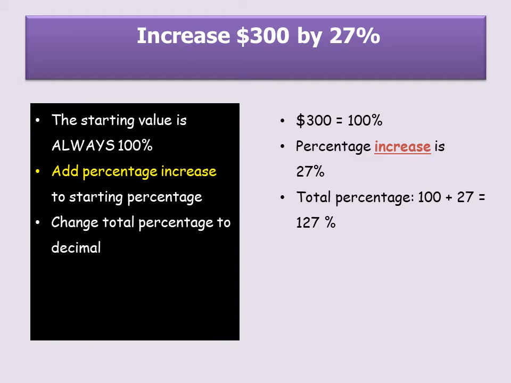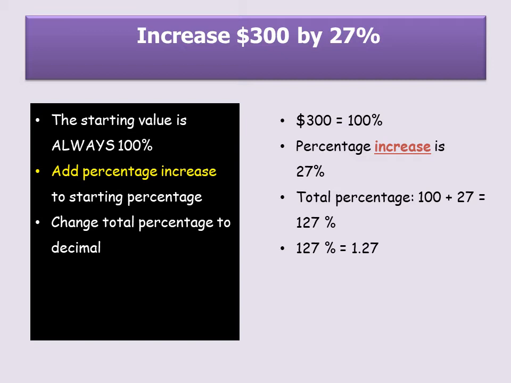Next, we're going to change the percentage to a decimal, and I did do a video on converting percentages to decimals. I will also link that above, so take a watch of that video if you need a refresher. All right, so we're going to change 127% to a decimal. That will give us 1.27.